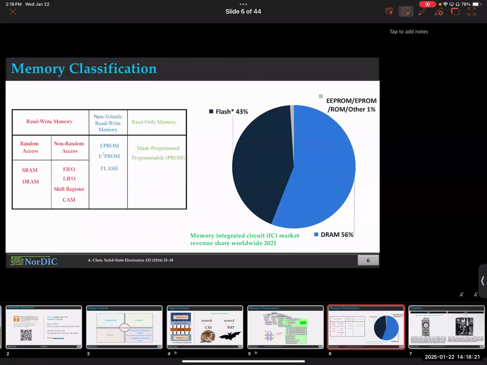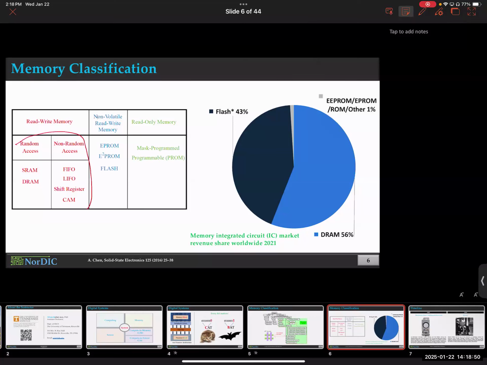I want to show you how critical certain memories are. There is another way to classify memory. This is taken from a different source. Read-write memory and read-only memory. There are some memories that you can only read. You cannot reprogram them. They are rare, but they are used. For example, mask programmable memories, right? Programmable ROM, not RAM, not random access memory.